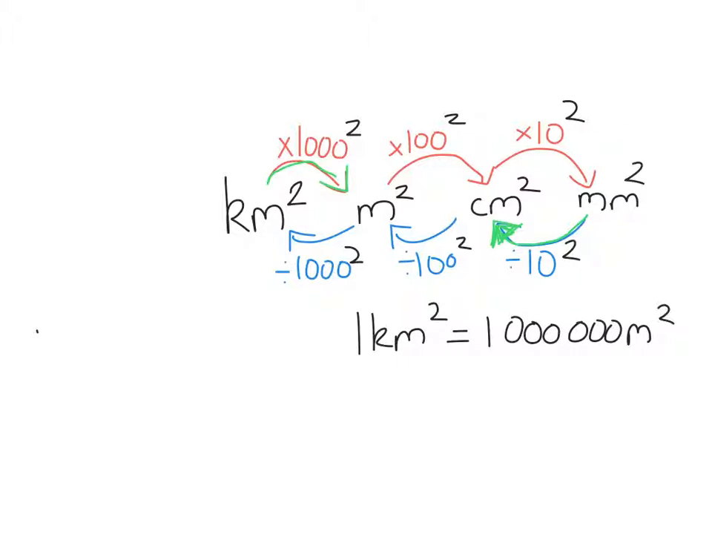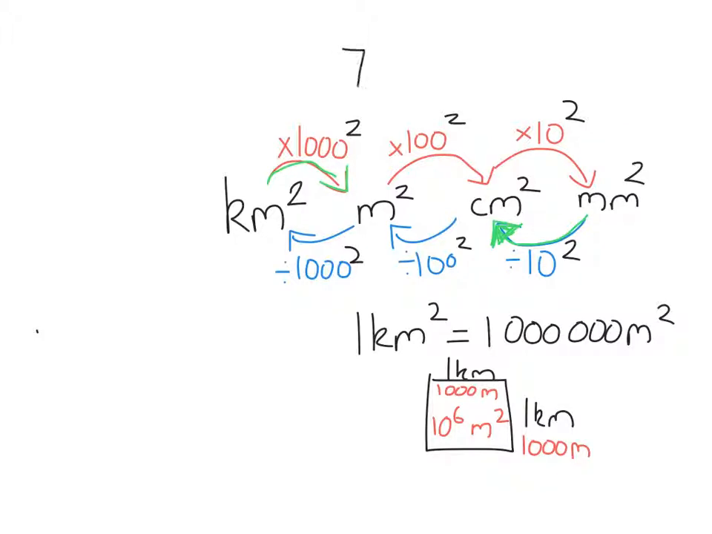The reason for that is, if you have a kilometer squared, a kilometer by a kilometer, well, a kilometer is 1,000 meters. So this is 1,000 meters by 1,000 meters. Obviously 1,000 times 1,000 is 1,000,000, or 10 to the power of 6 meters squared. That's just a quick example as to why you need to square the conversion factor.